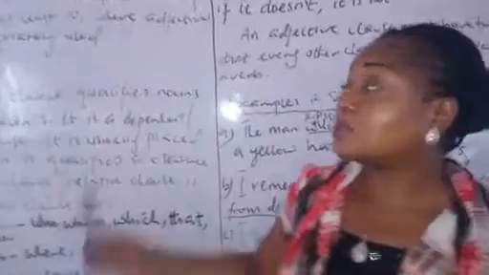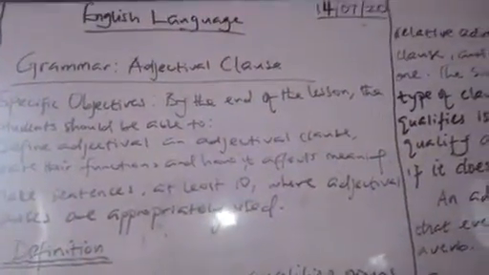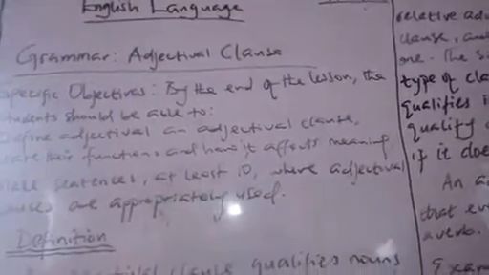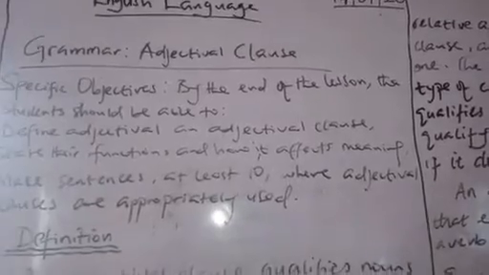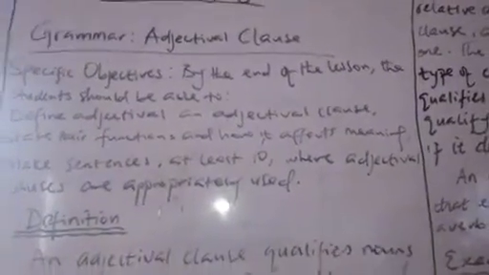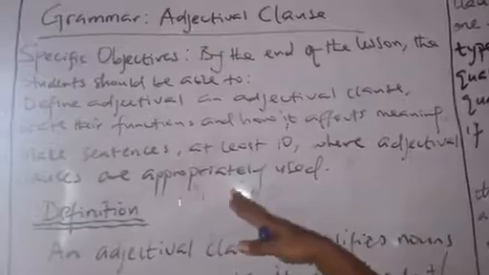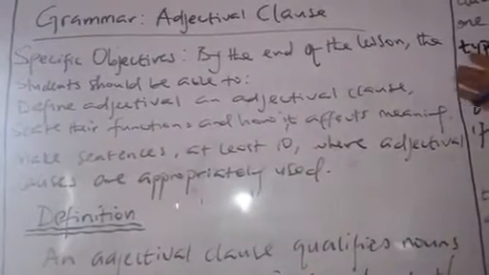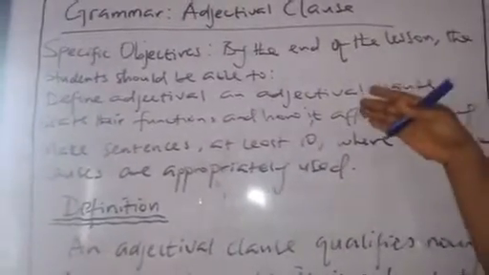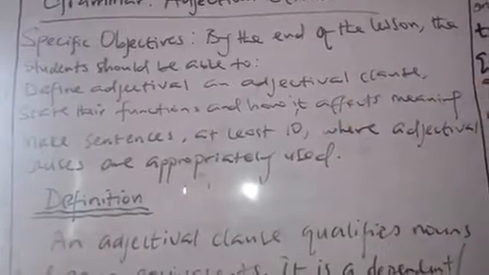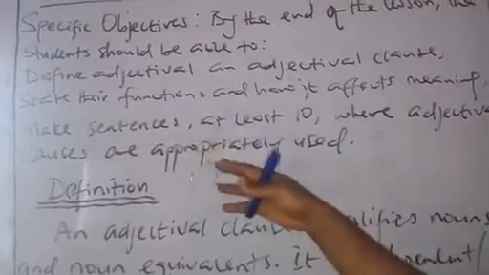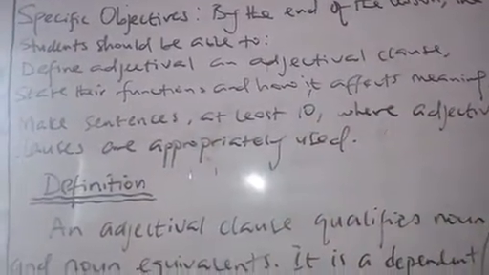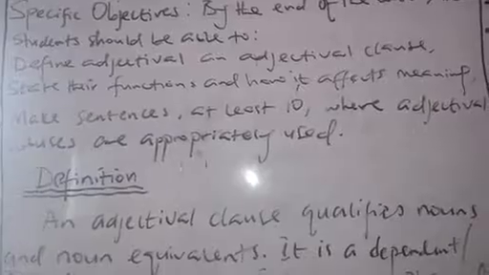Okay, last week we began the noun clauses. On that, we dealt with noun clauses last week. Today we'll be looking at the adjectival clause, and we expect to be able to achieve this by the end of today's lesson. We should be able to define what an adjectival clause is all about, to state the function and how it affects the meaning of sentences, and we should be able to make sentences, at least 10, where adjectival clauses are appropriately used.